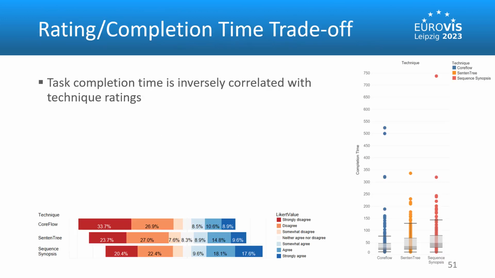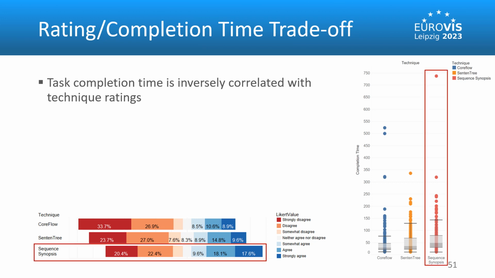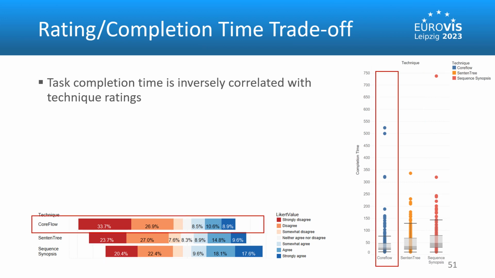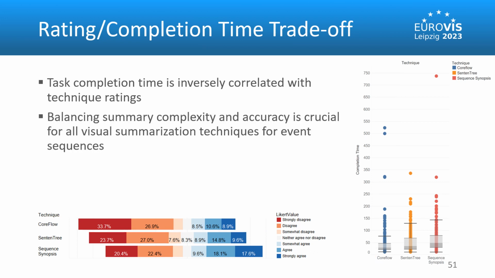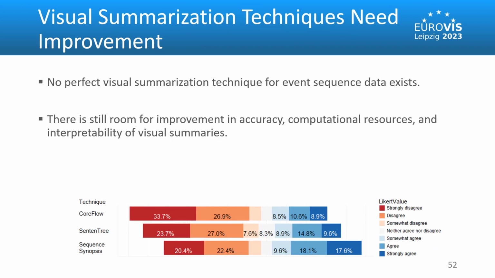From our analysis, we see task completion time is inversely correlated with technique ratings. Sequence Synopsis obtains the highest ratings but requires the longest comprehension time. On the other hand, CoreFlow has the lowest ratings due to omission of key events but requires the least comprehension time. Balancing summary complexity and accuracy is crucial for all visual summarization techniques for event sequences. From our multifaceted analysis, we see no perfect visual summarization technique for event sequence data exists.